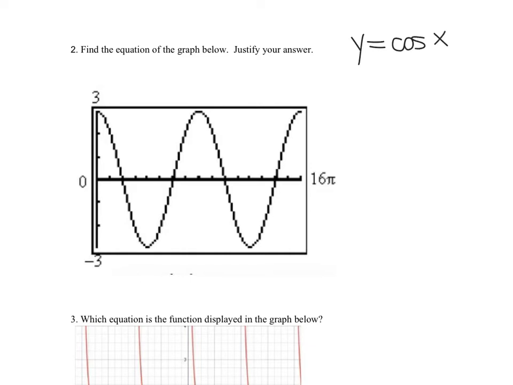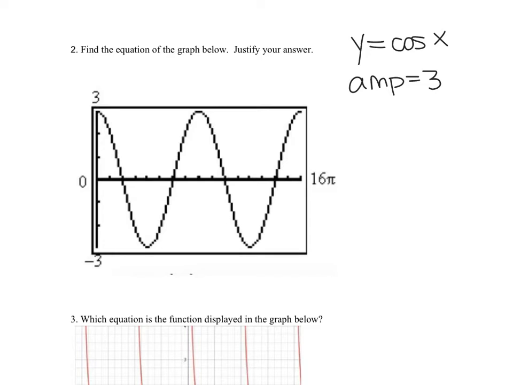If I look, my max is at 3 and my min is at negative 3. That tells me that I have an amplitude of 3. I don't have a vertical shift and I don't have a phase shift. Now I just have to figure out the period.